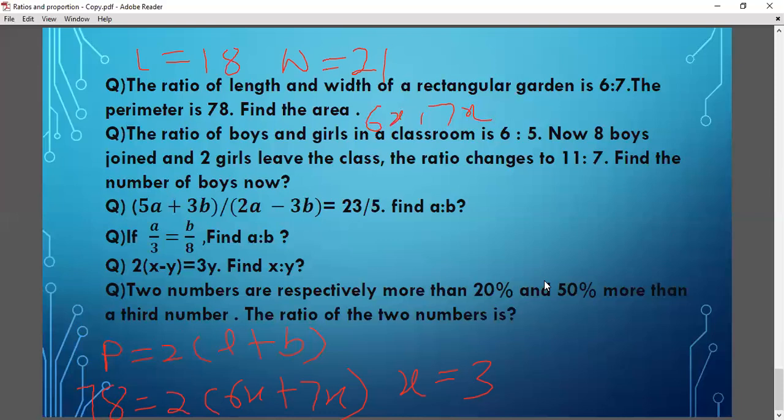Now we have to find the area. So area is nothing but L into B. So that is 18 into 21. I think the final answer that you are getting is 378. So area is 378.